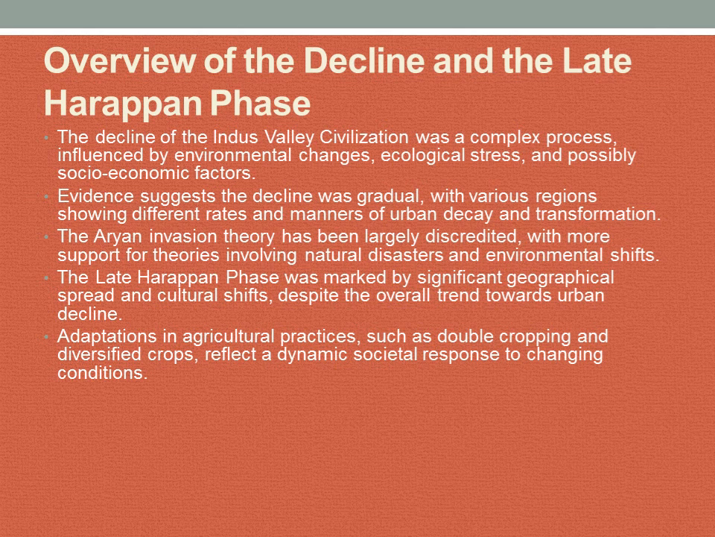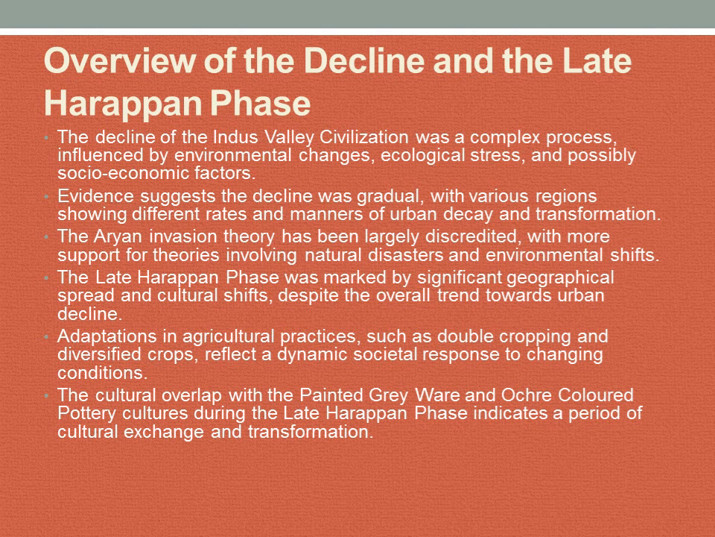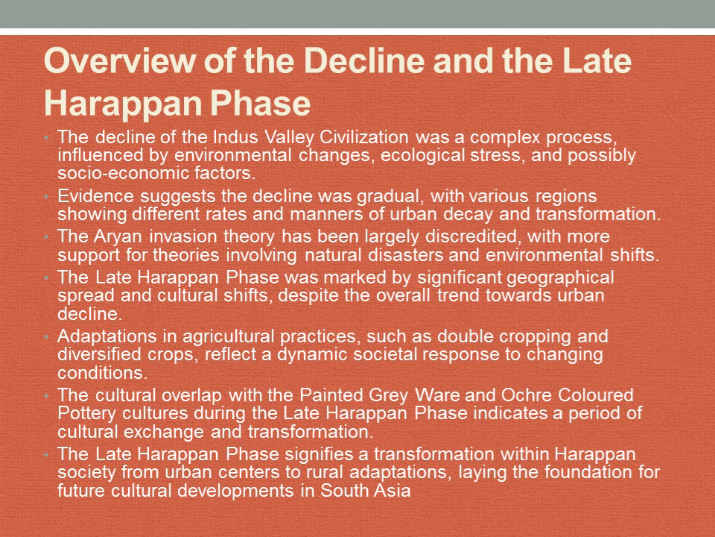Adaptation in new agricultural practices such as double cropping and diversified crops reflects a dynamic social response to changing conditions. So people tried to adapt themselves to the changing environmental conditions. The cultural overlap with painted greyware and ochre colored pottery cultures during the late Harappan phase indicates a period of cultural exchange and transformation. So every kind of contemporary culture influenced each other and people happily exchanged and transformed. The late Harappan phase signifies a transformation of Harappan society from urban centers to rural adaptations, laying the foundation for future cultural developments in South Asia. So this is a transitional phase which lays a foundation for all other future cultural developments in South Asia.